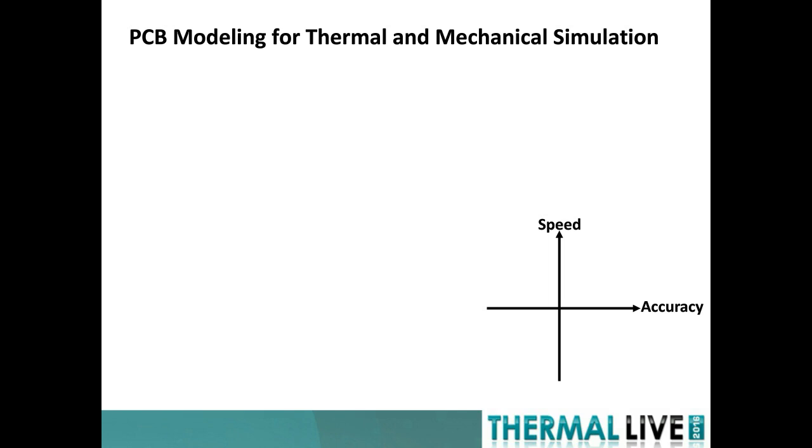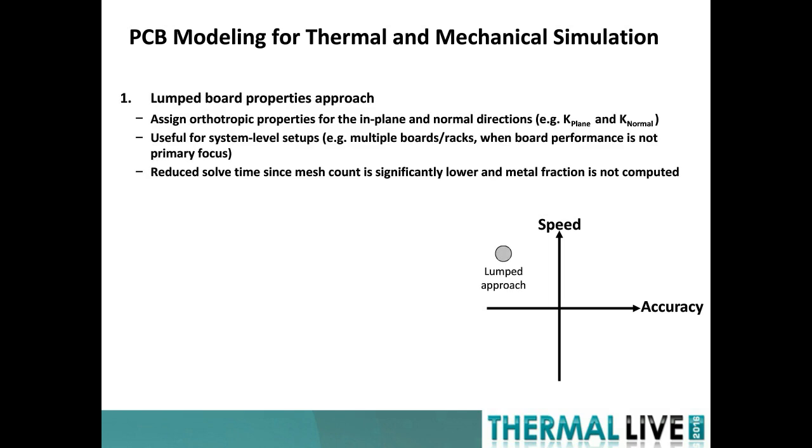The lumped board approach is the simplest. In this approach, you would just assign orthotropic properties for the in-plane and normal directions. So for a thermal simulation, you would specify in-plane thermal conductivity and normal to plane conductivity. And these values are uniformly assigned throughout the board. This approach is useful for system-level setups when the board performance is not the primary focus. This lumped approach is easy to implement and leads to a reduced solve time.